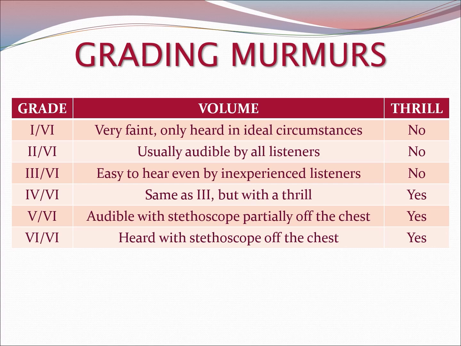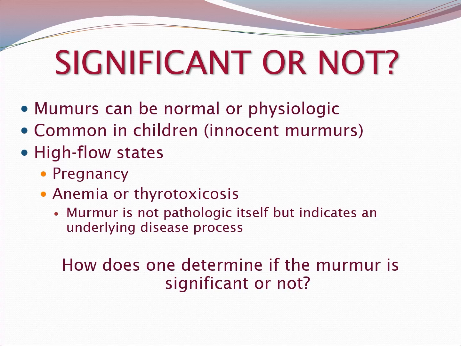It is important to decide if a murmur is clinically significant or not. Just as a murmur can be caused by normal flow through a stenotic valve, it may also be created by high flow through a normal valve. Pregnancy is a common high volume state where these physiologic flow murmurs are often heard. Anemia and thyrotoxicosis can cause high flow situations where the murmur is not pathologic itself, but it indicates an underlying disease process. Children also frequently have innocent murmurs, which are not due to underlying structural abnormalities.